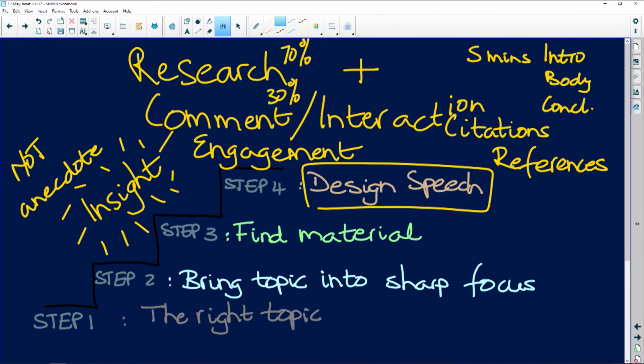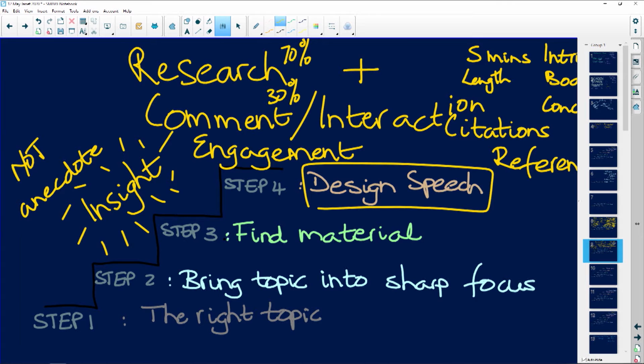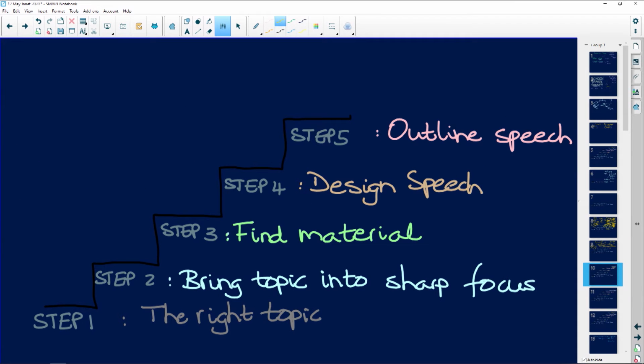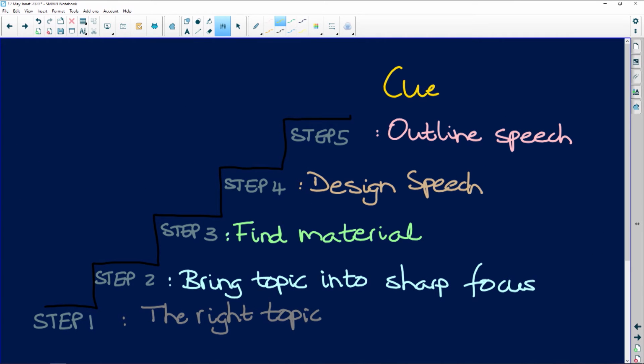Please notice you look at length. Obviously, you're looking at audience, and you're looking at the basic structure. How am I going to begin? What's going to be in the middle? How am I going to conclude? Your outline of your speech is your cue cards.